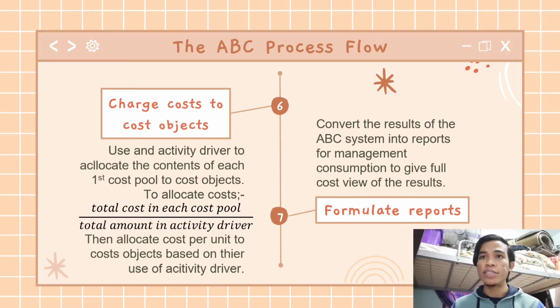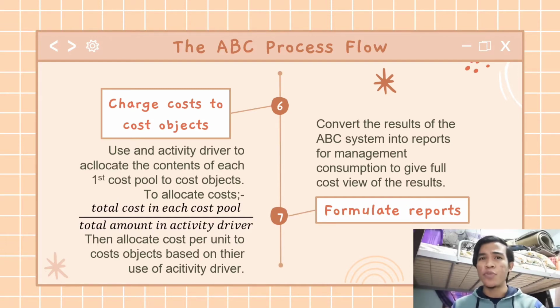To allocate this cost, divide the total cost in each cost pool by the total amount of activity in the activity driver to establish the cost per unit of activity, then allocate the cost per unit to the cost objects based on their use of the activity driver.